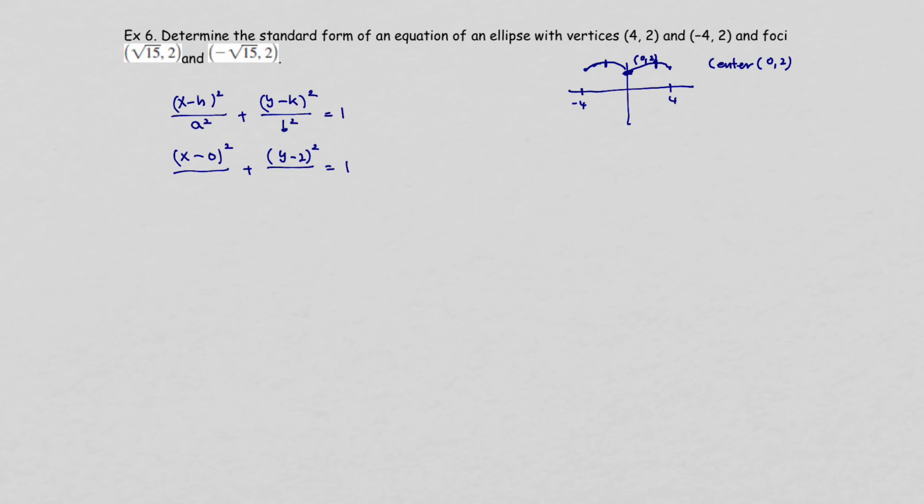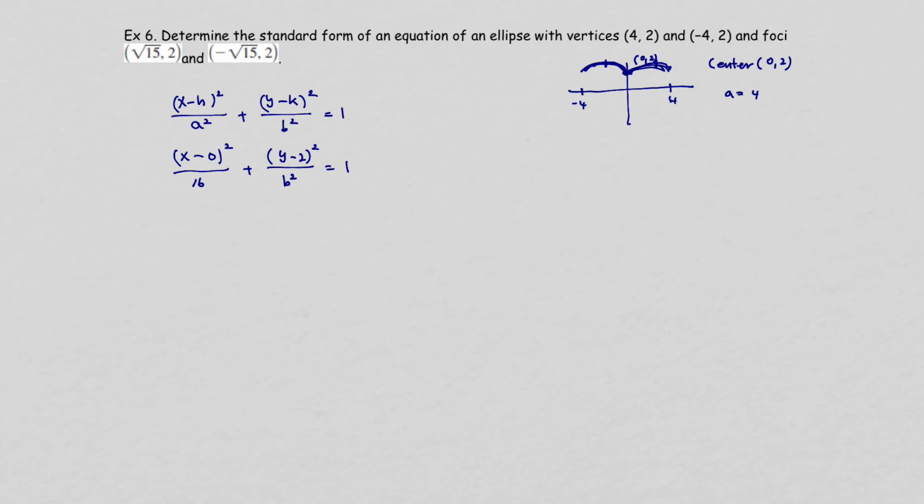What else do we know? We know that your a value is going to be 4, right? This is the a value, distance 4. So that's going to be 4. Your a is 4, so a squared will be 16. Do we know b? Well, we don't have the minor axis point, so we don't know that yet.